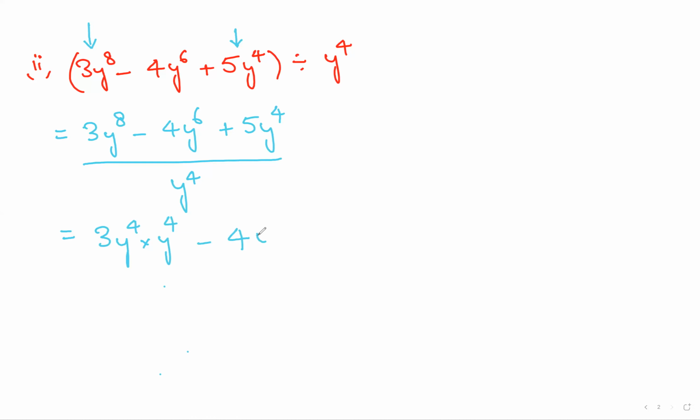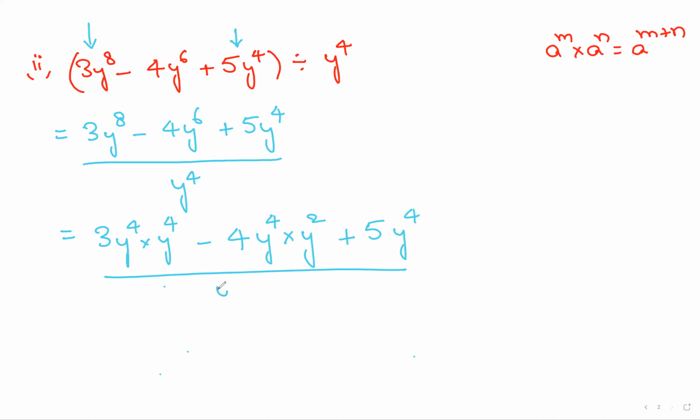4y to the power of 6. How can I write? y to the power of 4 into y square. Is it right? 4 plus 2, how much? 6. Do you remember the formula? a to the power of m into a to the power of n equals a to the power of m plus n. Using this identity, I am writing plus 5 into y to the power of 4 divided by y to the power of 4. Sir, why did you write everything in a product as y to the power of 4? Because I have in the denominator y to the power of 4. If I take y to the power of 4 common, I can divide, right?